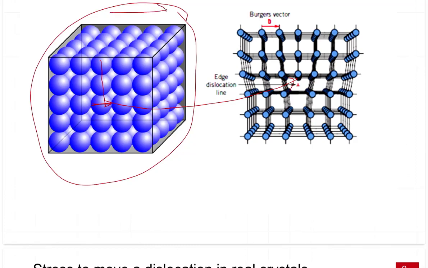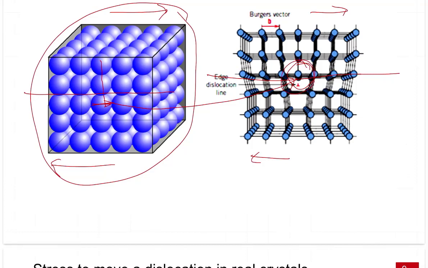If you apply shear force to an ideal crystal, then there will be a complete slipping of the plane. This is the dislocation here. When you apply a shear force, this is the slip plane. When you apply a shear force to a material which has a dislocation, what happens?